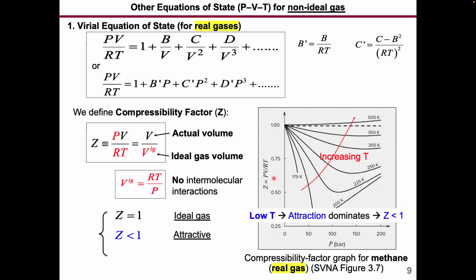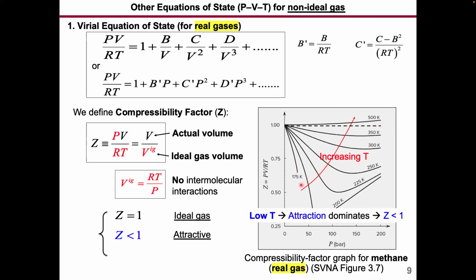When you have a very low temperature, in this plot we are plotting the Z compressibility factor on your y-axis and pressure on your x-axis, right? And these are curves for different temperatures. This one is 175 K, increasing all the way to 500 K.